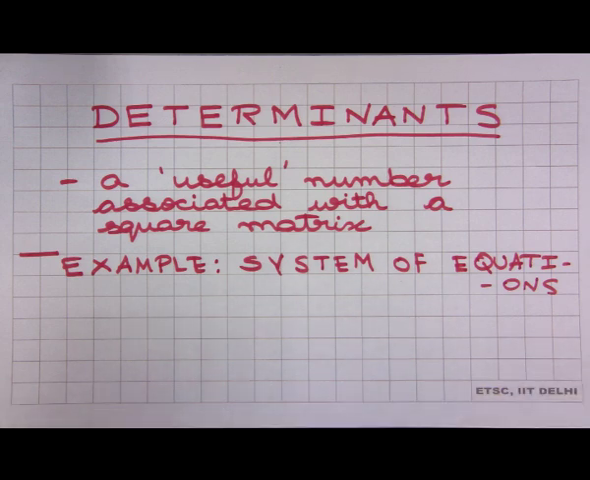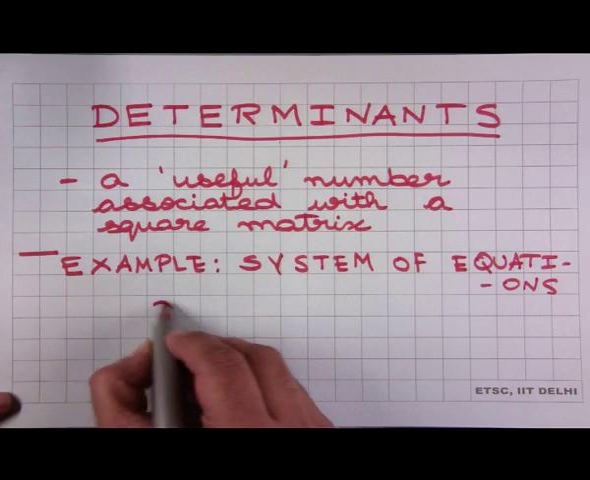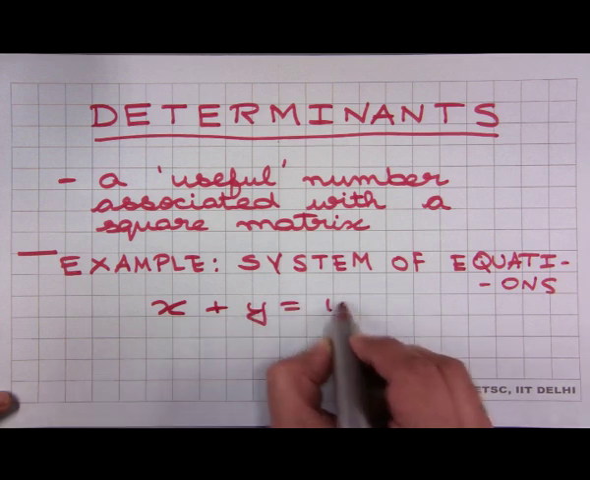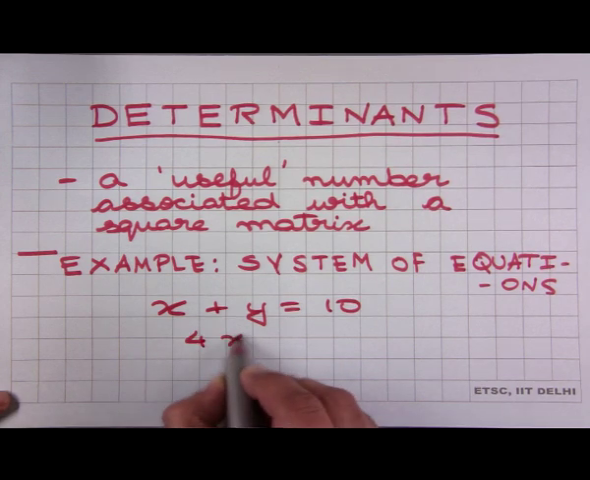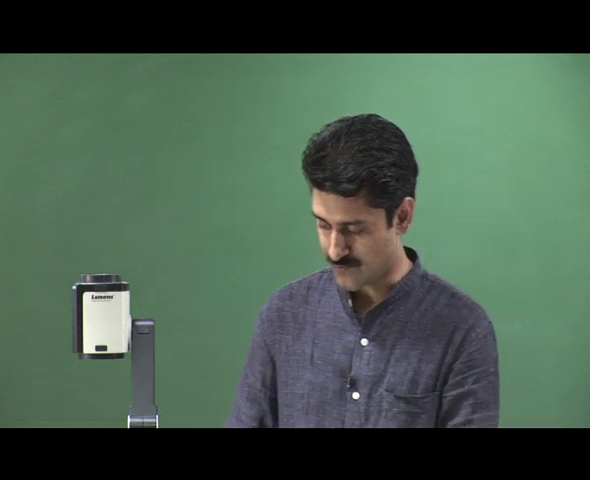So, the first example that I want to look at is a linear system of equations. We can have one system of equations as x plus y equal to 10 and 4x equal to y. So, these again come in many contexts. At one level, one can think of them as being equations of two lines, and what we want to do is to solve for their points of intersection.